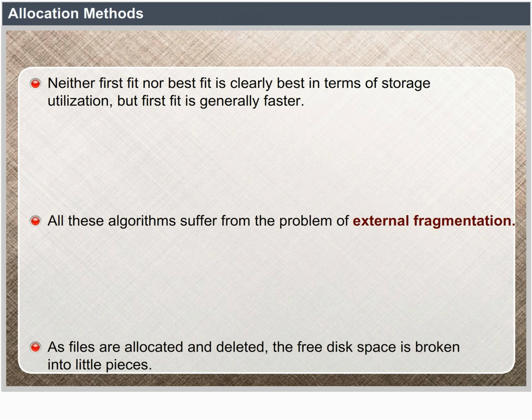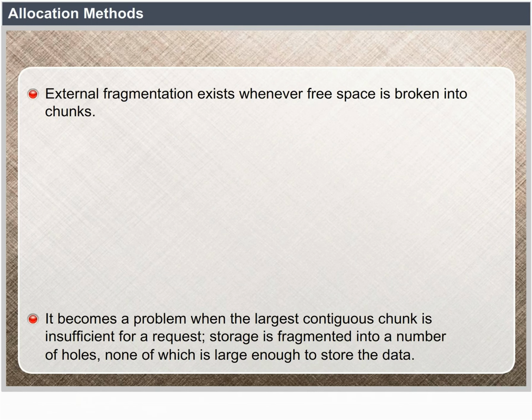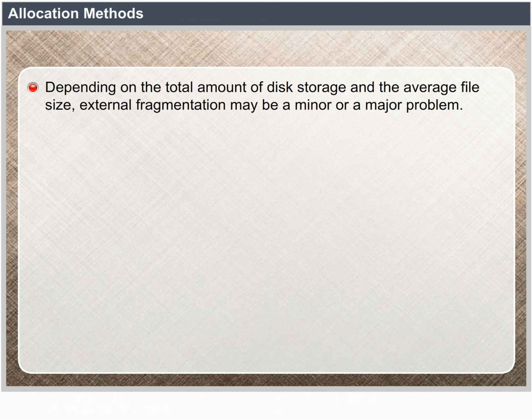As files are allocated and deleted, the free disk space is broken into little pieces. External fragmentation exists whenever free space is broken into chunks. It becomes a problem when the largest contiguous chunk is insufficient for a request. Storage is fragmented into a number of holes, none of which is large enough to store the data. Depending on the total amount of disk storage and the average file size, external fragmentation may be a minor or a major problem.